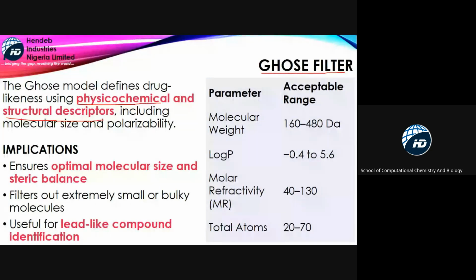So at my right, you can see the parameters established by the Gauss filter: the molecular weight is between 160 to 480, the log P, which is for solubility, is between minus 0.4 and so on. So all these are structural properties. I really don't know how, but people who did this are amazing. From your structure, they can generate properties, just like how we can calculate the molar mass from structure. That is how they were able to calculate these parameters.